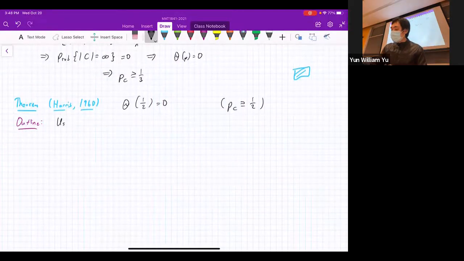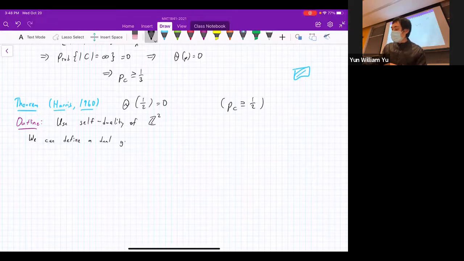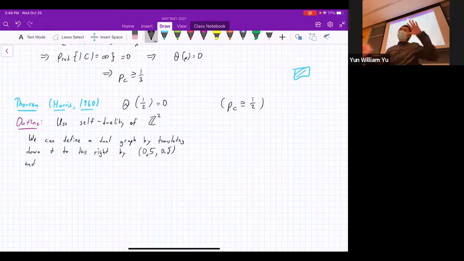So we're going to use several pieces. The first one is the self-duality of Z squared. What do we mean by that? We have some graph, this lattice graph, and we're going to define a dual graph by translating down and to the right by 1/2, 1/2. And we're going to define edges in the dual graph to be open precisely when they're closed in the original graph.